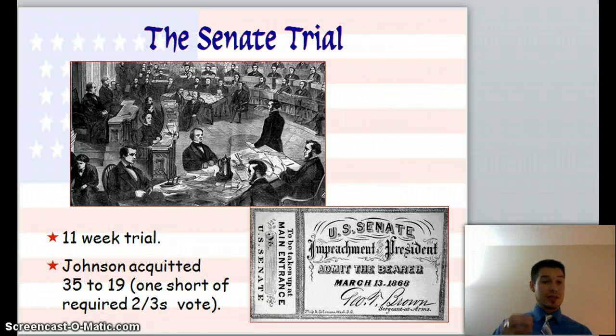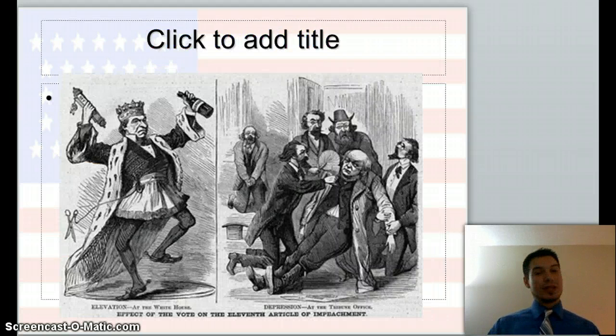So the Senate trial goes on. It's an 11-week trial, and Johnson gets acquitted, 35 to 19. Again, he does get acquitted. It wasn't that close.